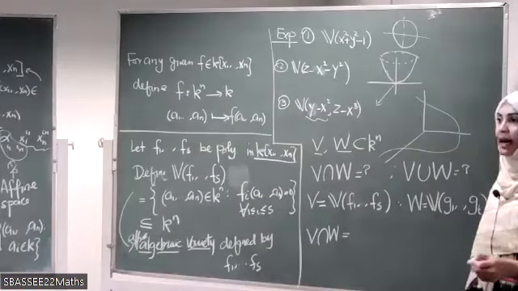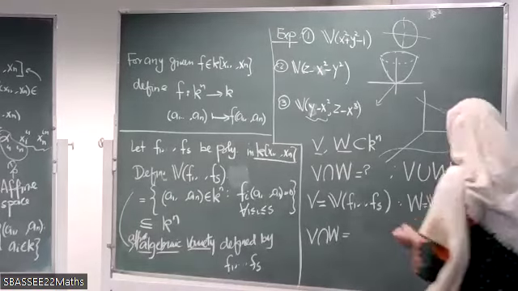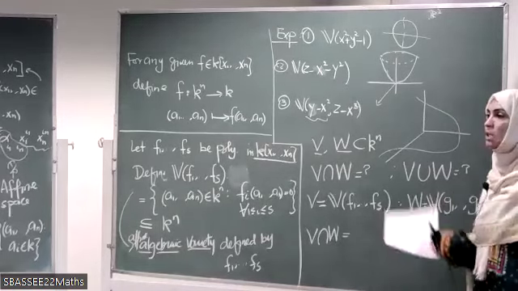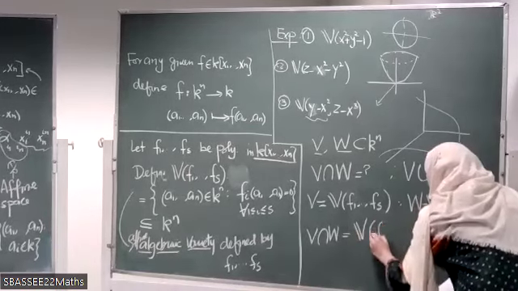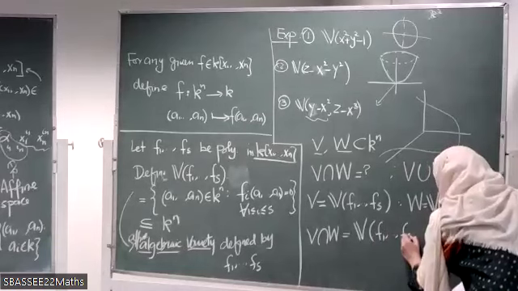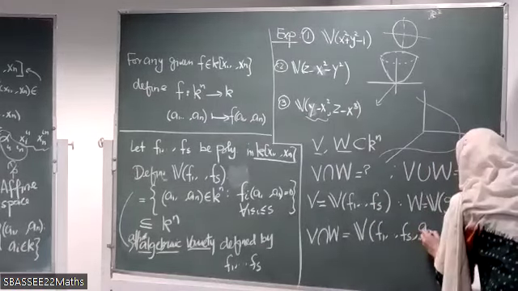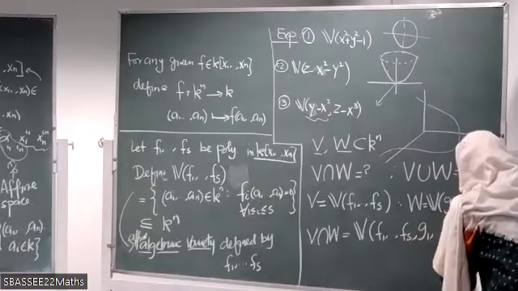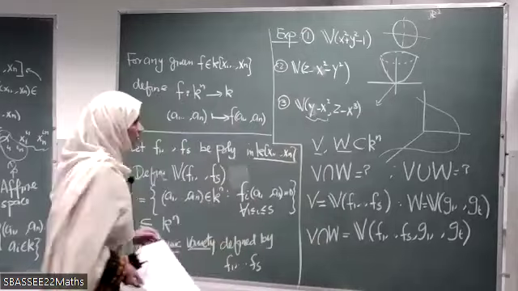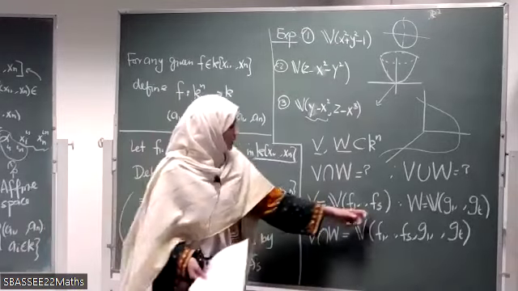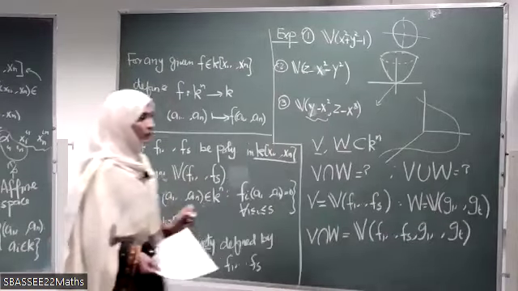Intersection means that you need to find the common solution. So the common solution suggests that you collect all the polynomials together. This means that this variety is defined by all the polynomials, the Fi's and Gj's, because this gives you all the common solutions of the polynomials Fi's and Gj's.